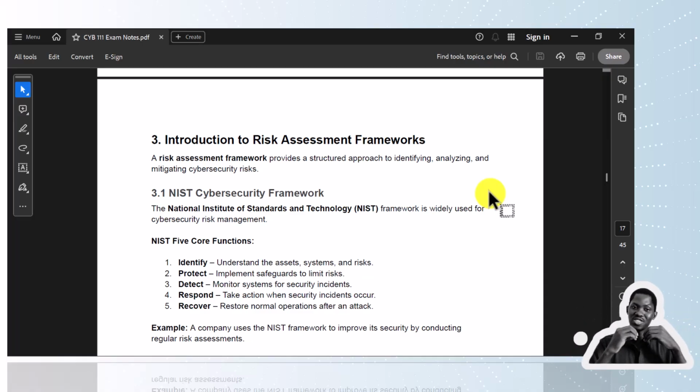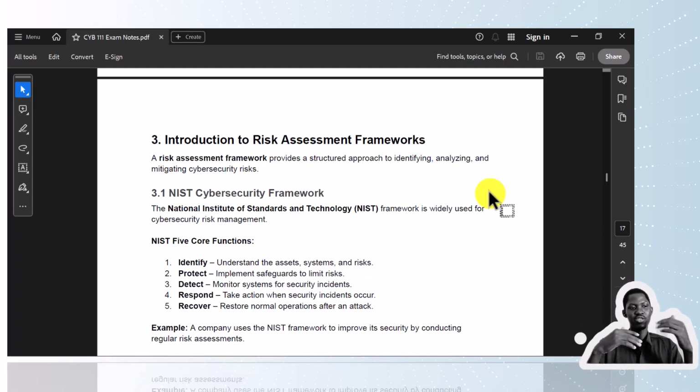So that's why you have to still monitor systems for security incidents, because even with all your safeguards, there could be security incidents. What will save you is to monitor your system for these security incidents so that you can detect them on time, respond, and then recover. So now, very important, that third step, detection. And respond, take action when security incidents occur.